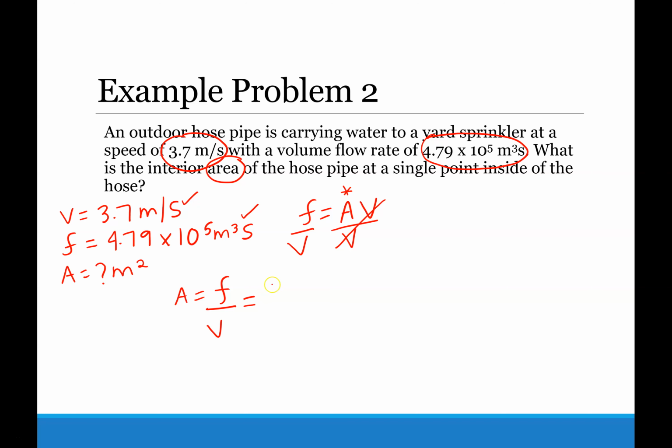So the volume flow rate is 4.79 times 10 to the fifth cubic meters per second divided by the velocity, which is 3.7 meters per second. And that is going to equal an area of, so in our calculators, 4.79 second E to the fifth divided by 3.7.